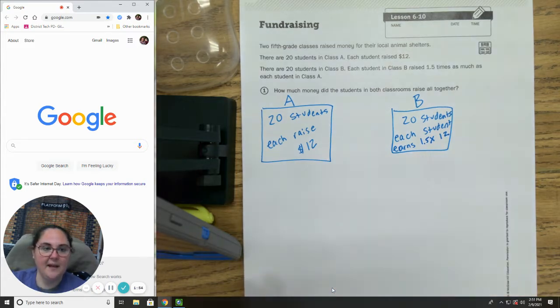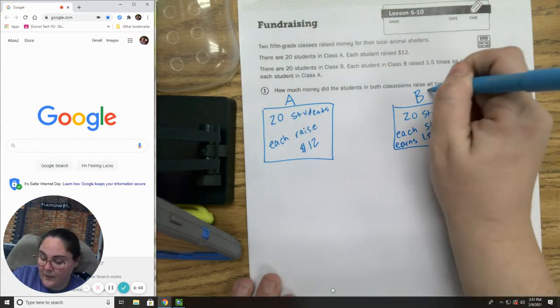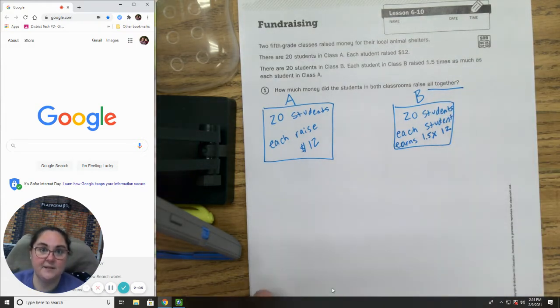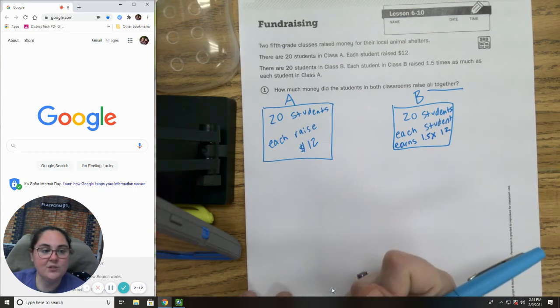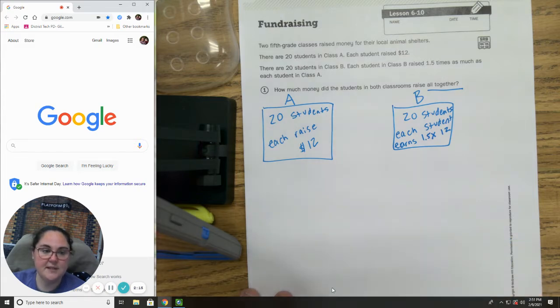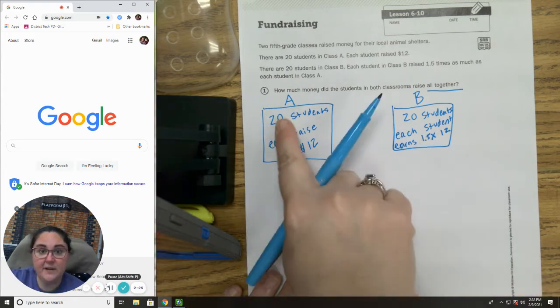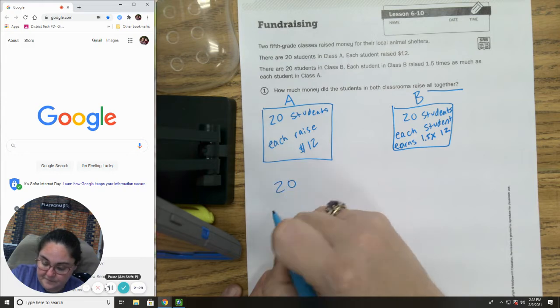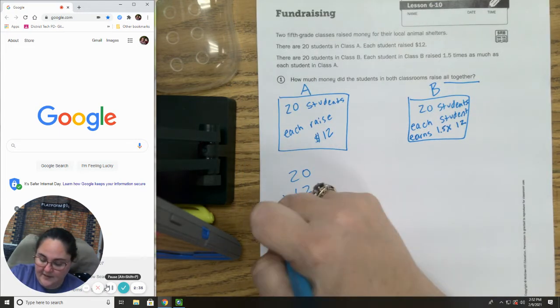Great. So how much money did the students in both classrooms raise all together? All right, so before I can figure anything out, I know I need to find my total. I know I'm going to add my final answers, but I have to do my math. So let's figure it out. Classroom A, 20 students, $12 each. What is my problem? What is my number model that I will use to solve this problem? For this question, I would take 20 students times 12. Equals 480.